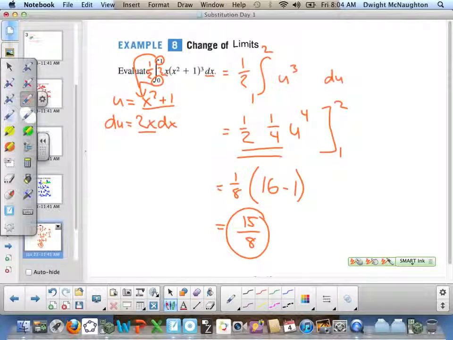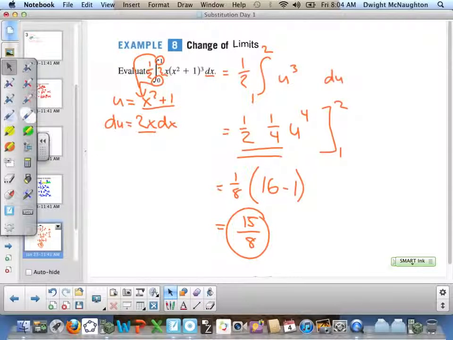Now the advantage of converting your limits over to u is I don't have to convert this back to a longer expression. You don't have to convert the limits to u. You could just leave it and then go back to x and then put in your original limits. But then you're going to be substituting into x squared plus 1. It's going to be the same, but it's going to be a longer process. So when you have limits, change them into the variable to match up.